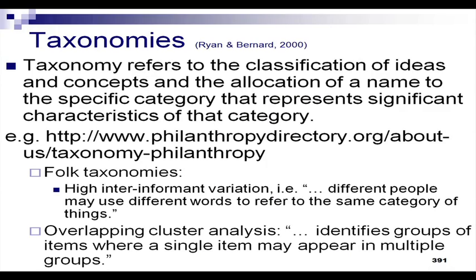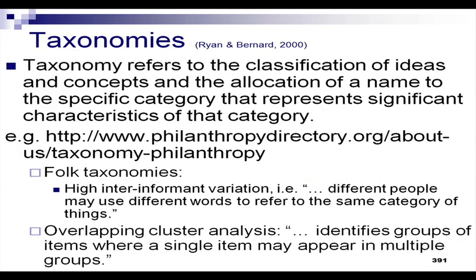Okay. We use overlapping cluster analysis, which identifies groups of items where a single item may appear in multiple groups, and then we use this cluster analysis to analyze items that appear in more than one group. We analyze items that appear in more than one group differently. So that is all about taxonomies.